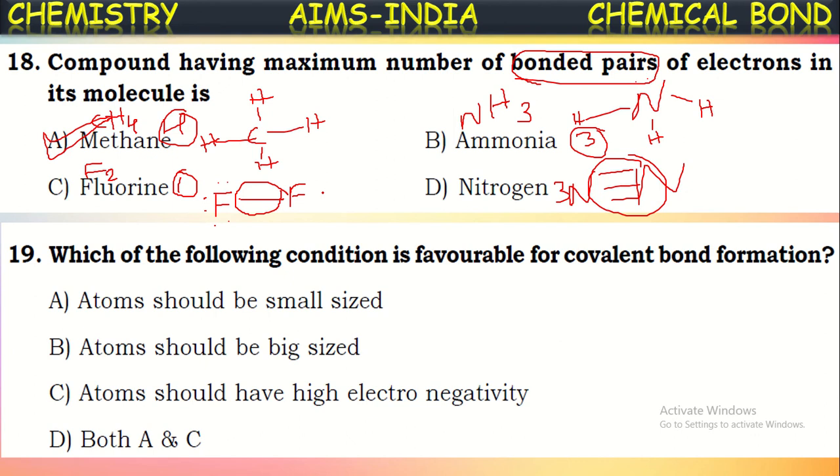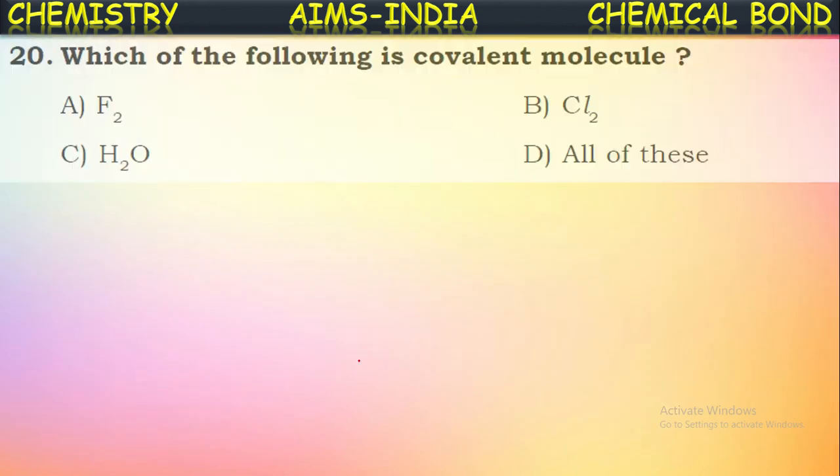Next question. Which of the following conditions is favorable for covalent bond formation? What conditions favor the formation of a covalent bond? Atoms should have small size. It is correct. Then only, instead of losing or gaining electrons, they share electrons. Atoms should be big sized. If they are big sized, they will be ready to lose electrons, not to share. Atoms should have high electronegativity. Then only they can share electrons. So these two are correct statements. Now what will be the correct answer? A and C.